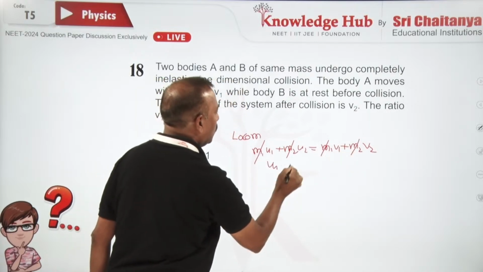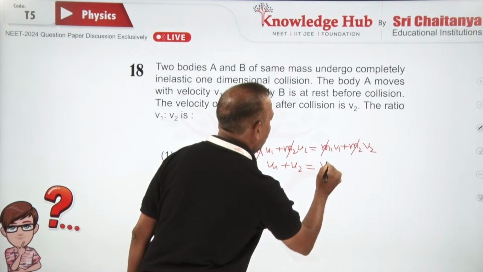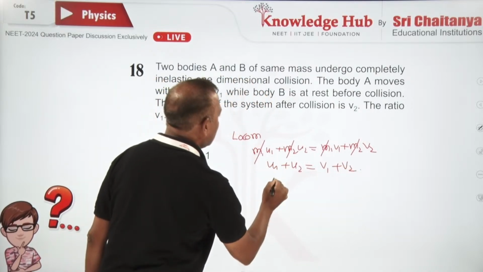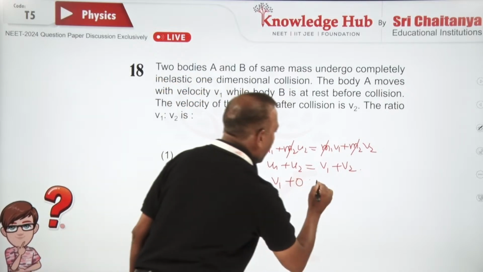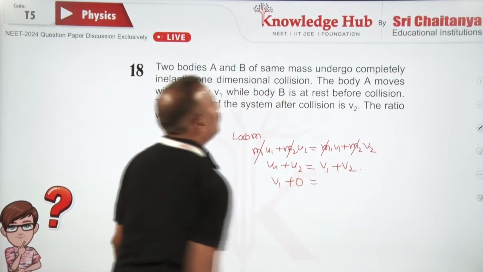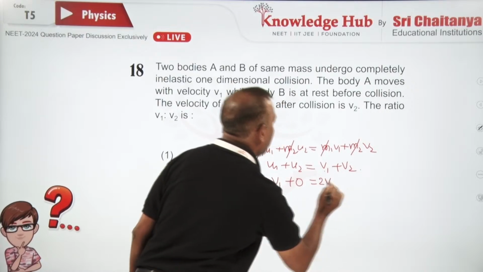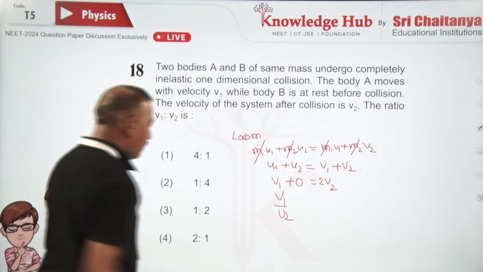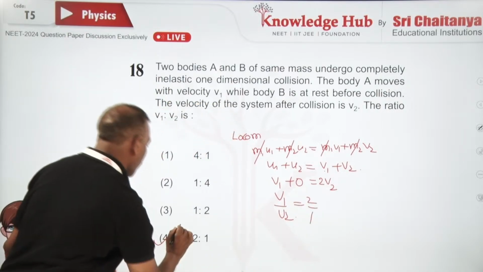You have u1 plus u2 equal to v1 plus v2. u1 is given as v1 here. The second one is initially at rest, and v1 and v2 both are equal to v2 only. Therefore, it is 2v2 and we are asked to find v1 by v2. v1 by v2 is 2:1. Therefore, option 4 is correct.